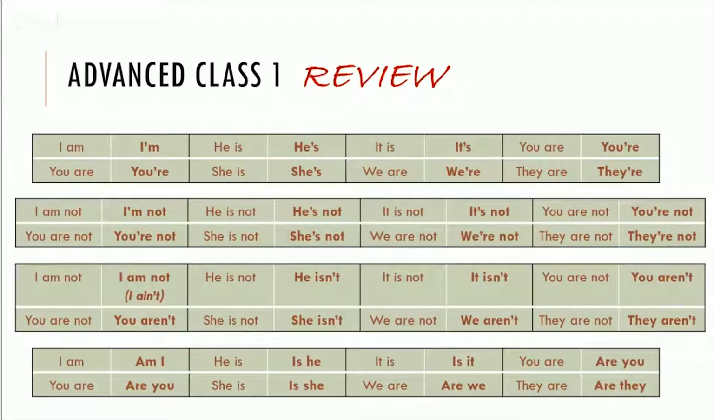And the same thing with the plural. You are changes to are you. Then you have she is changes to is she. Is she studying tonight? We are changes to are we. Are we good students? And they are changes to are they. Are they studying tonight? Okay. So this was the review from last week. This is what we learned in the advanced class last week, and it's still a little basic, but you want to start with the basic, and then we'll move faster.